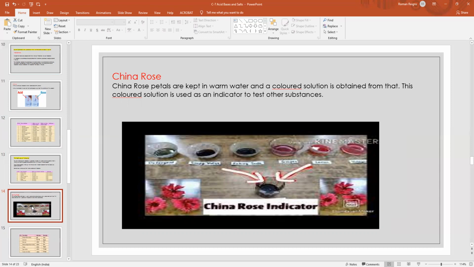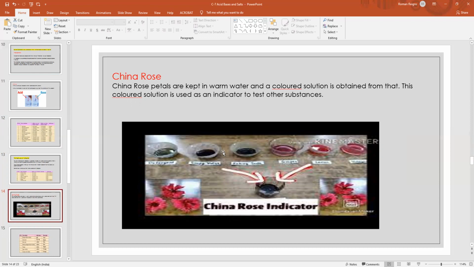To this colored solution, when we add an acid, it will turn dark pink or magenta in color, and when we add a base, it will turn dark green in color. You can see in the figure that with lime juice the color was magenta, but when we added baking soda and soapy water, the color was green, indicating that they are basic in nature, whereas the things turning magenta are acidic in nature.